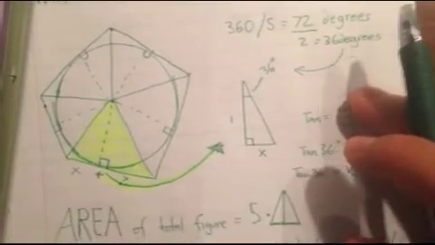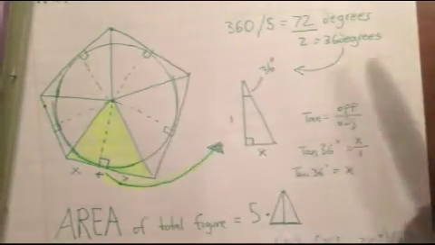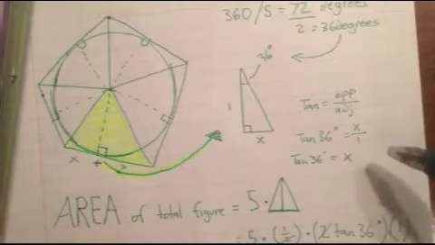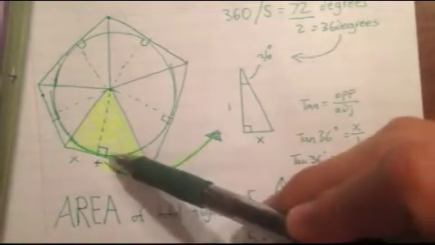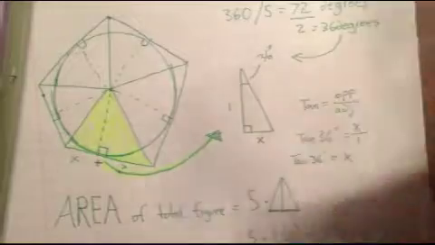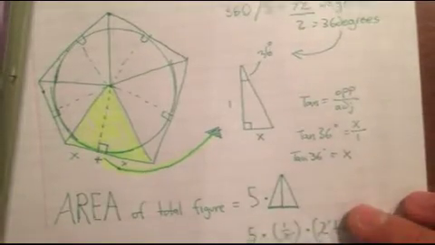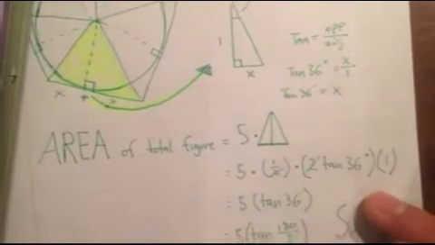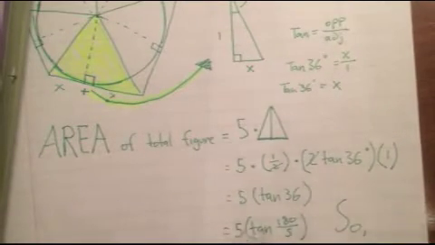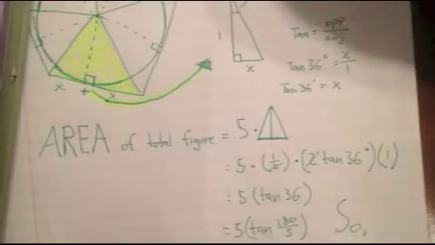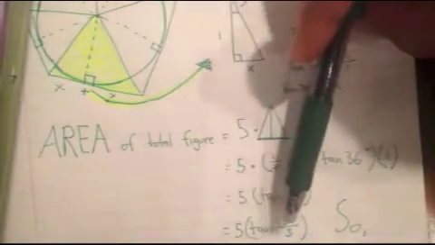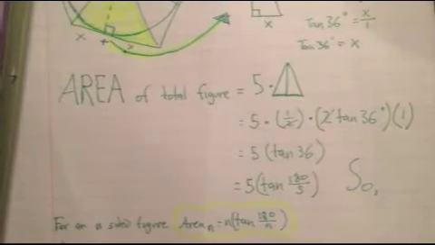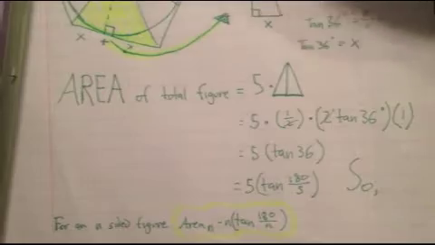And we know that the area of the total figure is 5 times this triangle. So it's actually 5 times 1/2 times 2 tan 36 times 1. And it's 2 tan 36 because obviously we got x, and we need to have 2x to get the full base. And these 2's end up canceling, so it ends up being 5 tan 36. 36 is also 180 divided by 5. So if we're trying to find the area of a 5-sided figure, we know it's 5 tan 180 over 5. So for the area of an n-sided figure, the area equals n tan 180 over n.